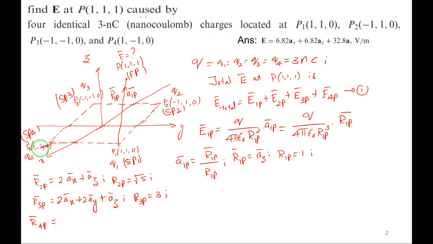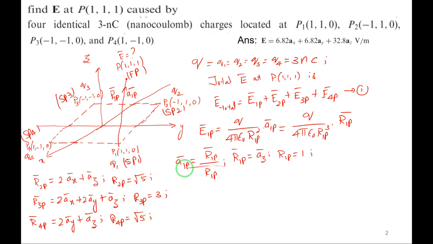Then find out R4P. So P4 is 1 minus 1 0 and P is 1 1 1. So calculate R4 to P. Subtract: 1 minus 1, the x component will vanish. Y component 1 minus of minus 1 means 2AY, plus z component 1 minus 0, plus AZ I will get. So find out R4P, its magnitude. Under root of 2 square plus 1 square, root 5 I will get.